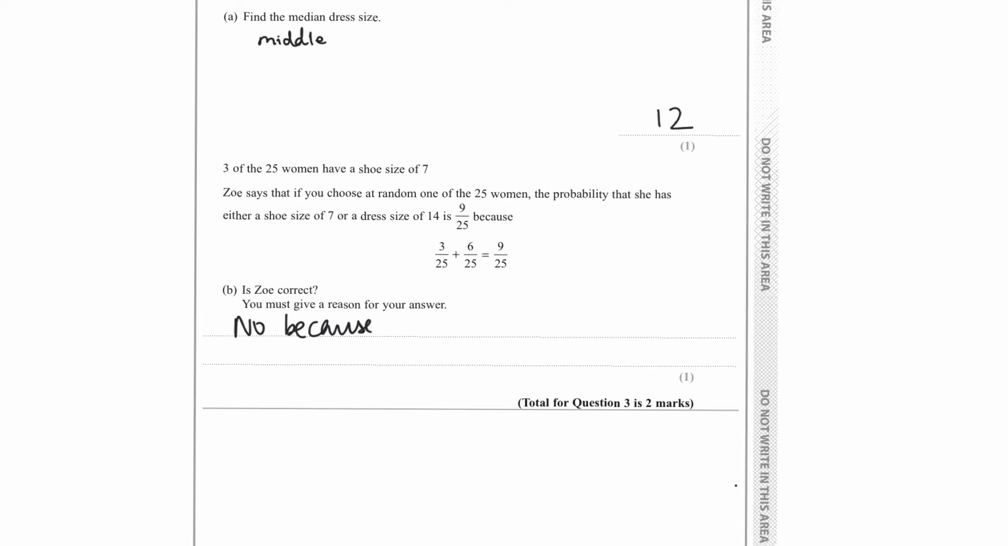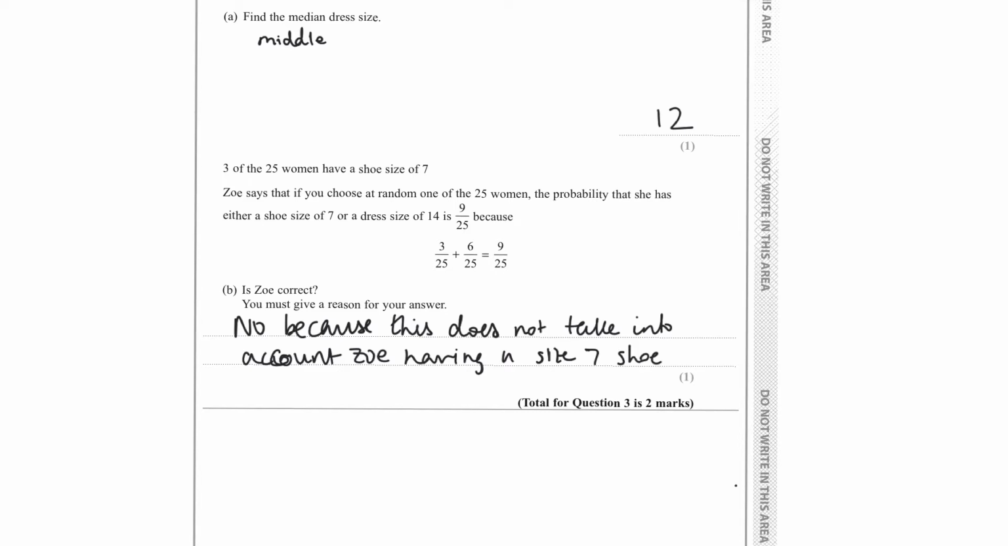because this does not take into account Zoe having a size 7 shoe and size 14 dress.